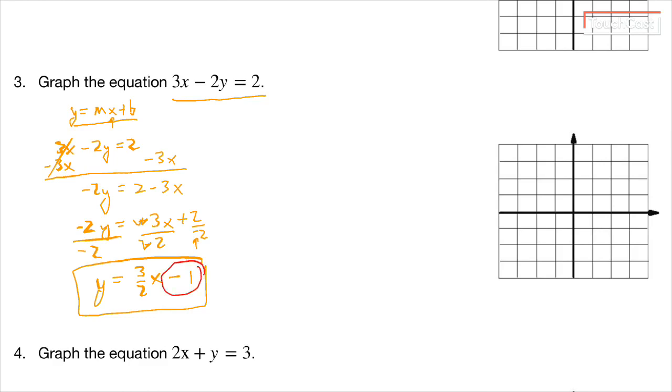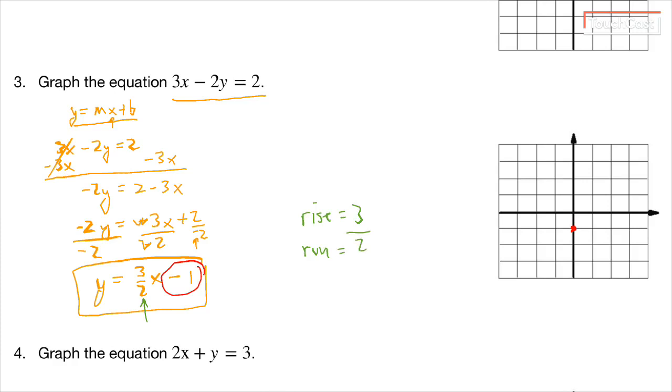This y-intercept will now put onto the graph. So here is negative 1. This is where the line crosses the y-axis. And now the slope, which I'll denote in green, is this 3 over 2, which means the rise equals 3 and the run equals 2, 3 over 2.